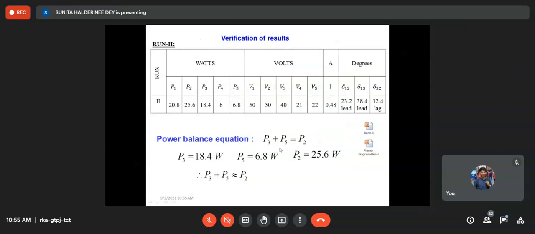Similarly, for run 2, the power balance equation should be P3 plus P5 equal to P2. You must justify why it should be, and from there you verify it from your readings. If you think you will forget, then write it in the report: for every run, verify the power balance equation with proper justification. Draw the phasor diagram including all voltages and current except V4. V4 you cannot include because V4 is on the other side. It is not in the same system. It is in the other system.